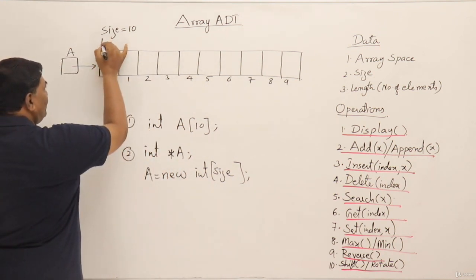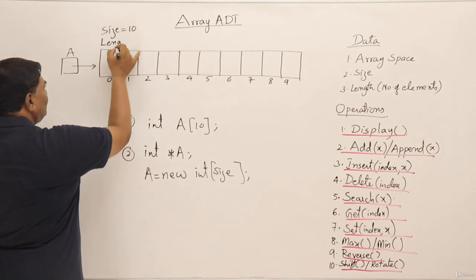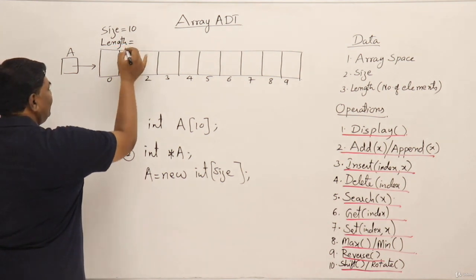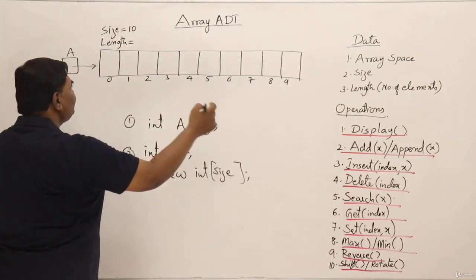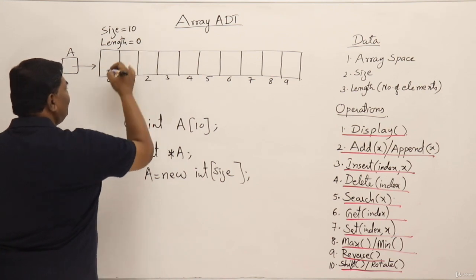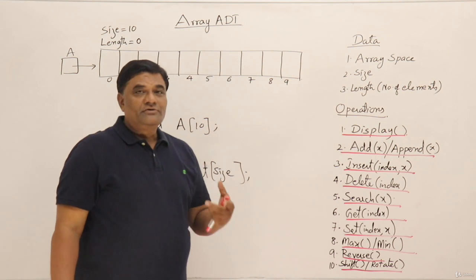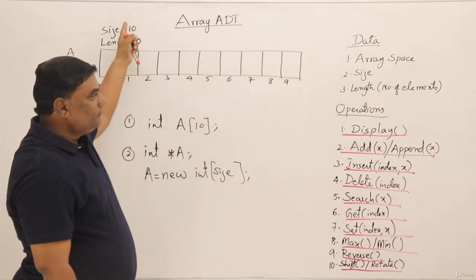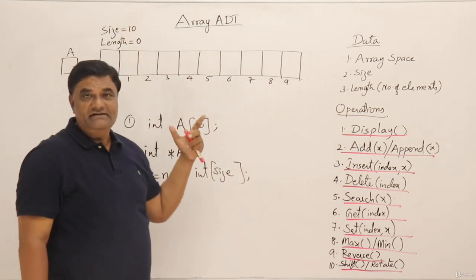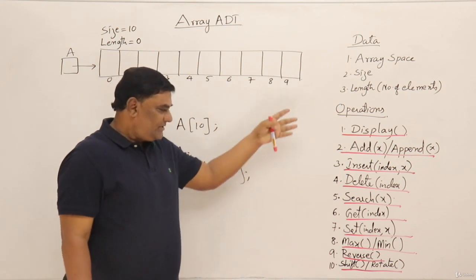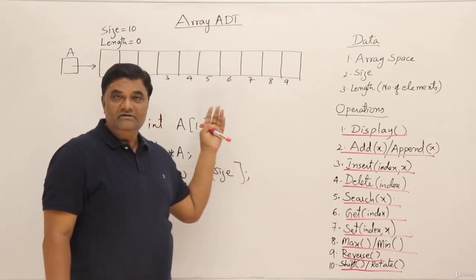So for that, we should also have one more property of an array, that is length. Right now nothing is there in an array, so let us say the length is 0. So I have completed data representation. So I have an array and two more properties, that is length and the size of an array. Now let us perform these operations on this array.